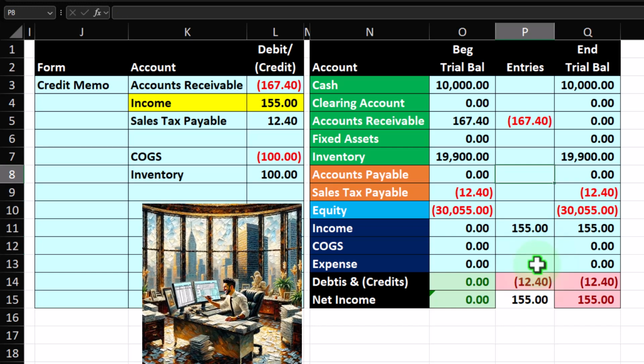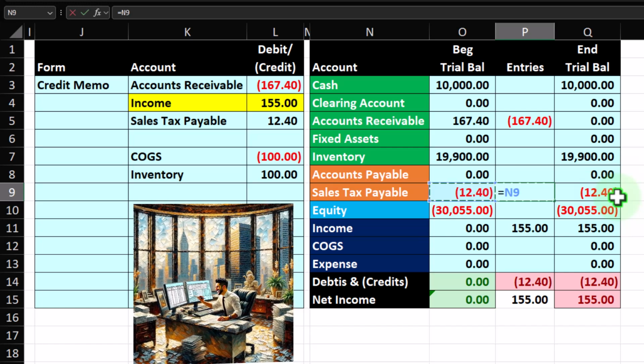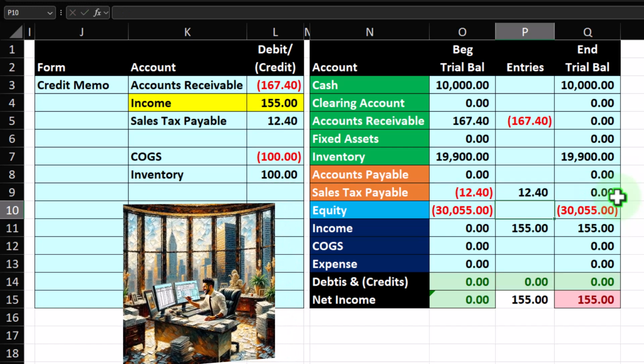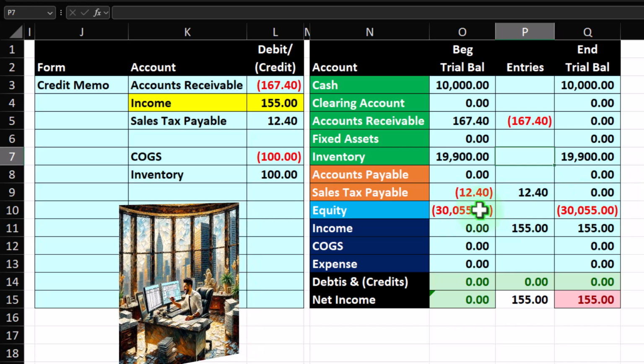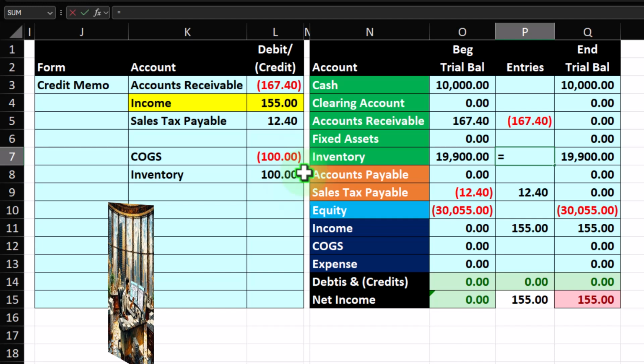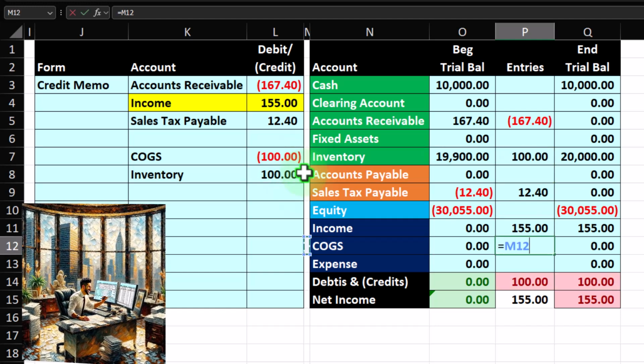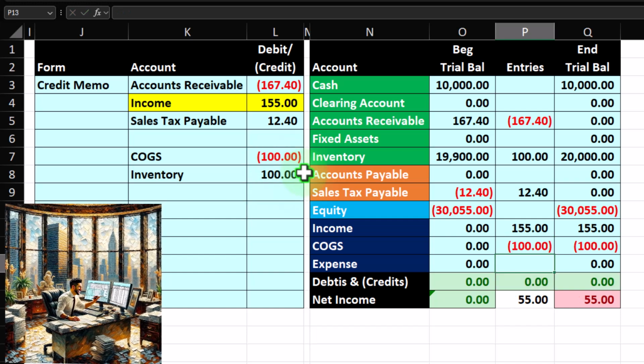And then the sales tax payable went up last time in the credit direction of 1240. It's going to go back down. And then the inventory here went down last time. It's going to go back up. And then the cost of goods sold went up, and now it's going to go back down.